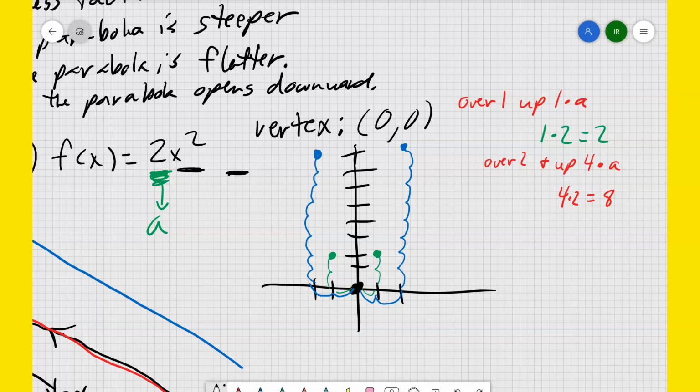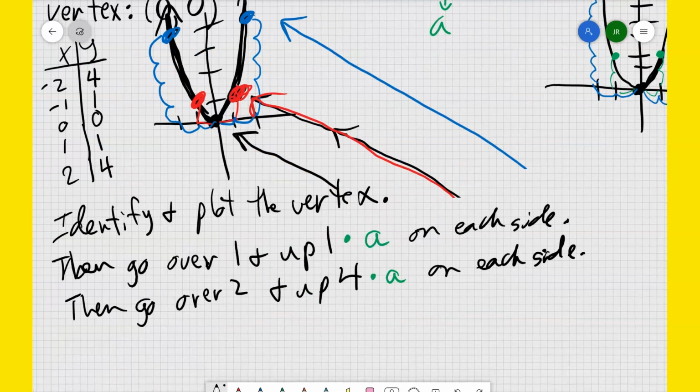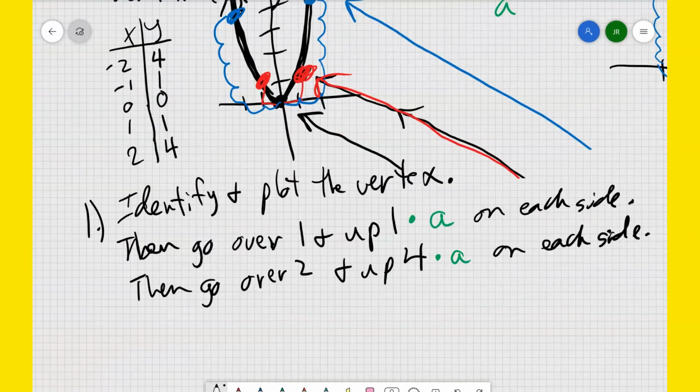So here's my parabola. It's a steeper parabola than before. It goes up a little quicker than the original parabola. It's just the X squared one. That's what we're going to do every time. Those are the steps. These steps right here are going to be followed every time. Step 1, step 2, step 3.